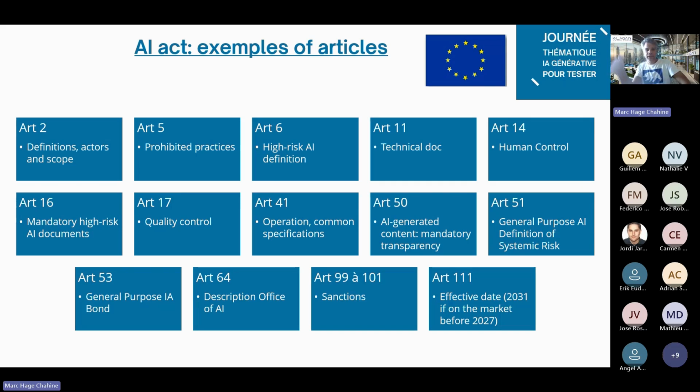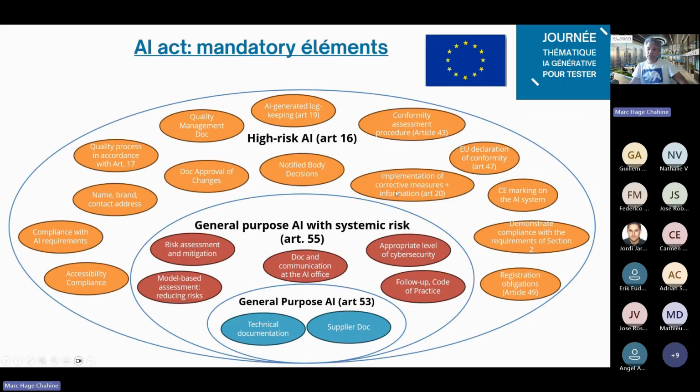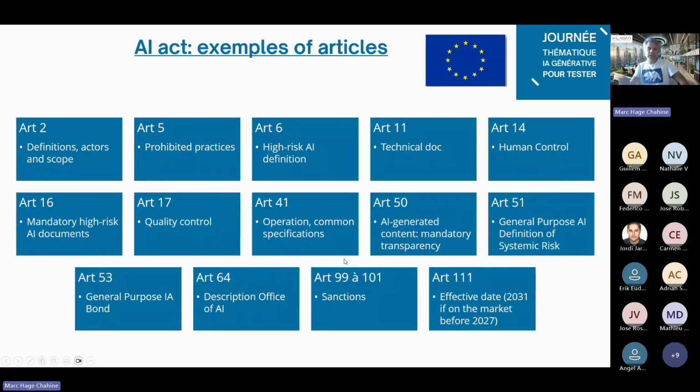There are a lot of things to help tiny companies and organizations. There are also common specifications, operation, and so on. That is really interesting because you have a lot of things to answer here. But if you follow the common specifications, it's automatically validated. So it also helps. And there are big sanctions.